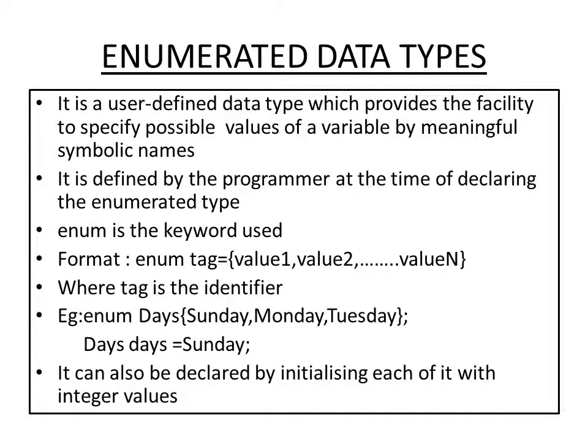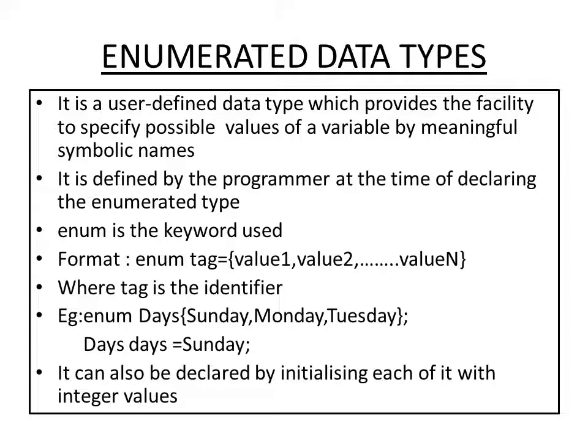Next we look into enumerated data types. This is a user defined data type which provides the facility to specify possible values of a variable by meaningful symbolic names, to make it easier for us to remember. It's like defining a data type other than a keyword. That means we're using identifiers here, and we use the keyword enum. This is the format: enum tag equal to value 1, value 2, value n, where tag is the identifier.